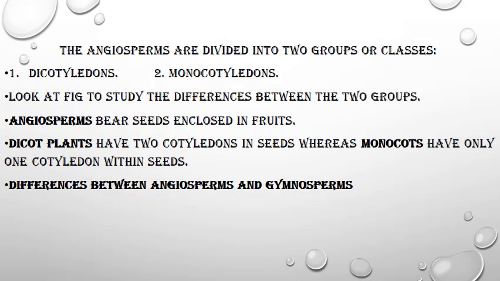The angiosperms are divided into two groups or classes, dicot and monocot. Look at the figure to study the difference between the two groups. Angiosperms bear seeds enclosed in fruits. Dicot plants have two cotyledons in seeds, whereas monocots have only one cotyledon within the seed. Difference between angiosperm and gymnosperm.